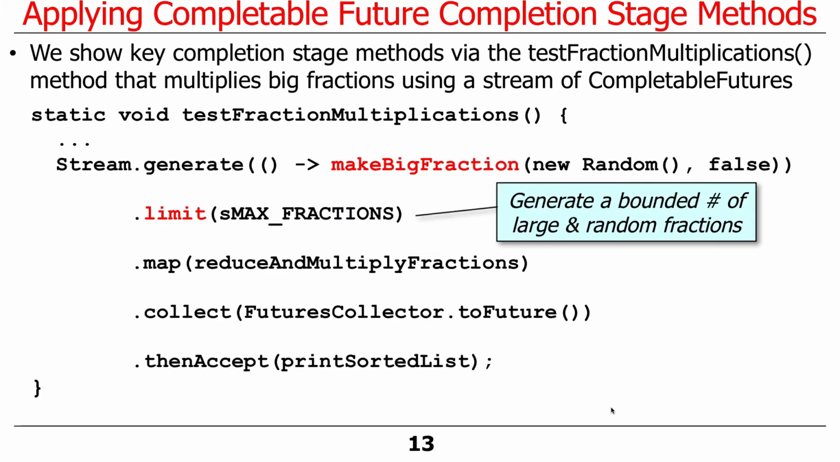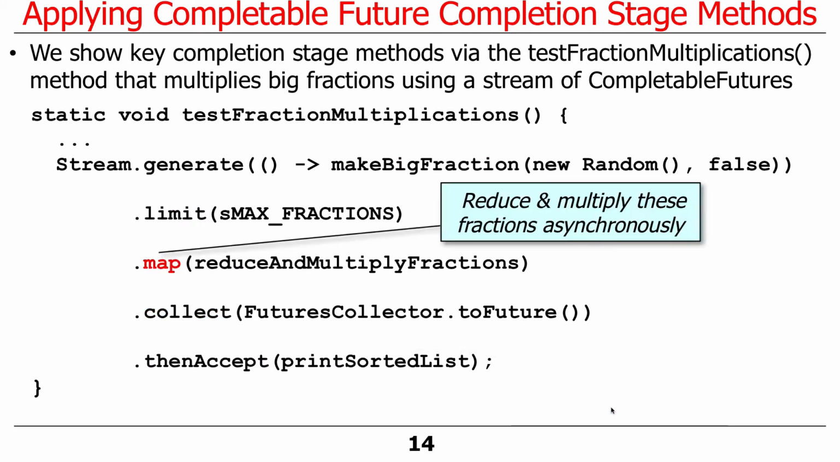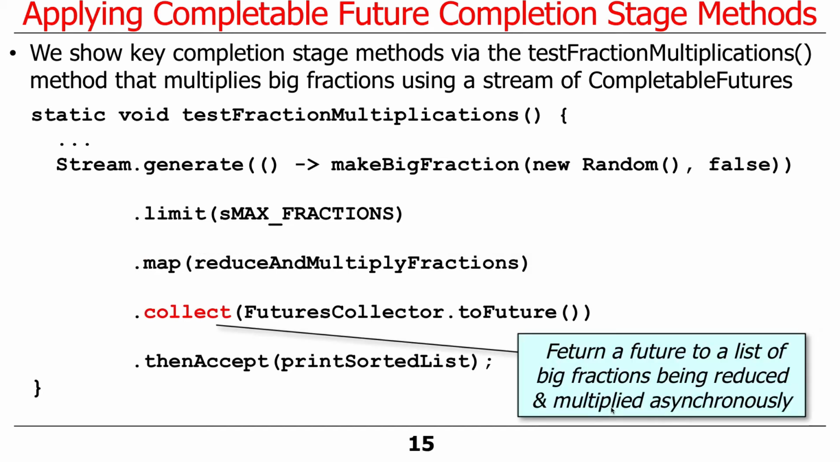So that will then, of course, end up with completable futures to the big fraction results that were multiplied, right? Well, what we're going to do now is collect all of those completable futures. We're going to collect them all together, and we're going to return basically a single future to a list of big fractions that are in the process of being reduced.